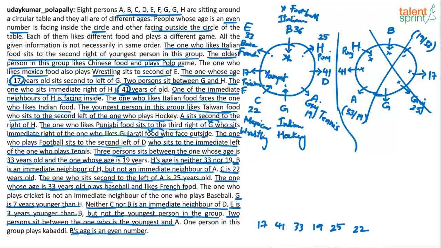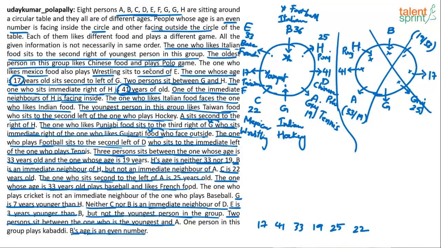G's age is not done. This is 19, this is 41, this is 25. Now can G be the oldest person? No, G cannot be the oldest person. G has to be less than 41, because the oldest person in this group likes Chinese food and plays polo. G likes Indian and plays hockey. So G is not the oldest. I can conclude that D is the oldest, and that's the reason D likes Chinese and plays polo.